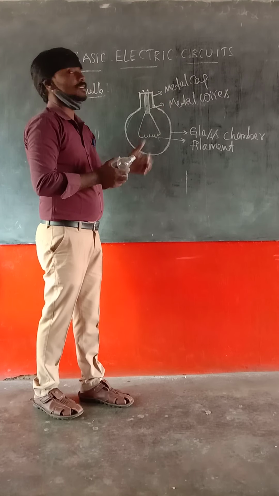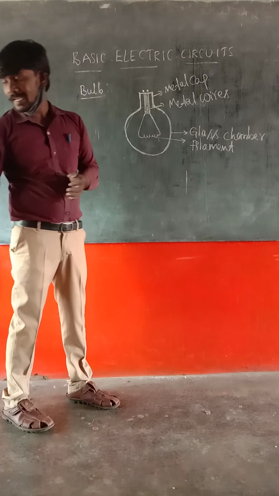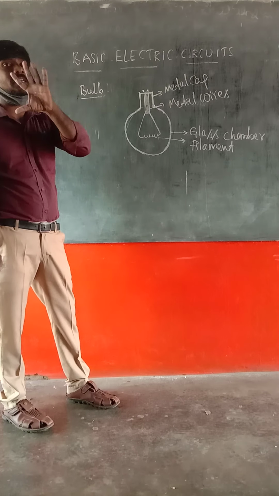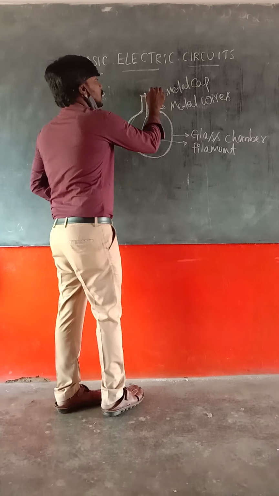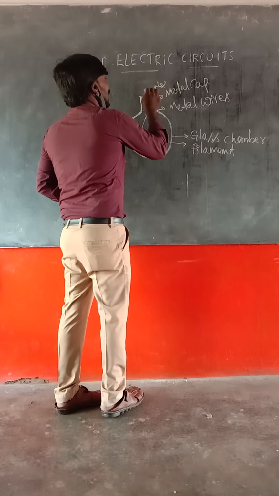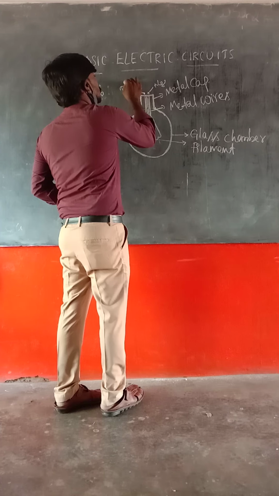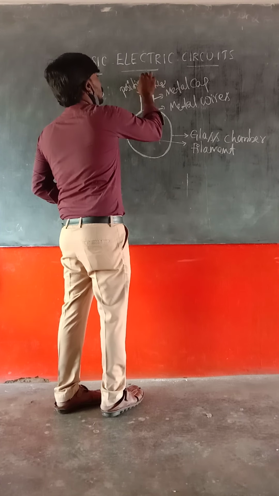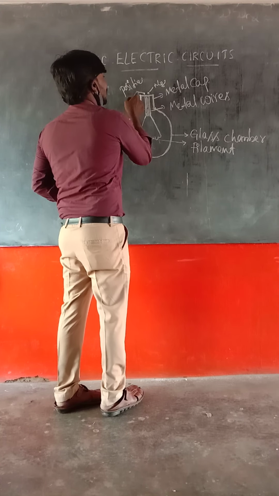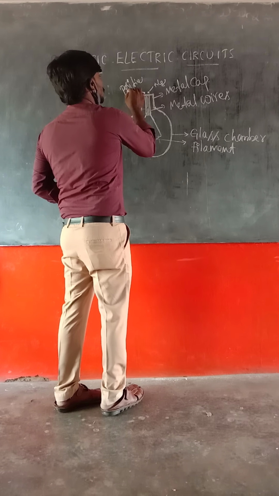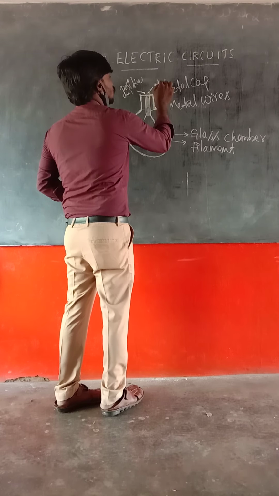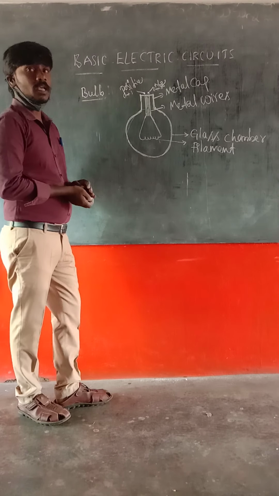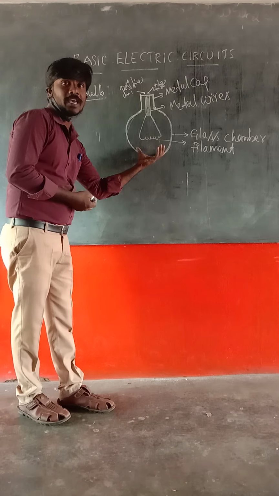Every electronic circuit has two types of terminals, as already told in the cell. One is the negative terminal, and the second one is the positive terminal. The positive terminal always shows plus, and the negative terminal always shows minus. So this is the structure of a bulb.